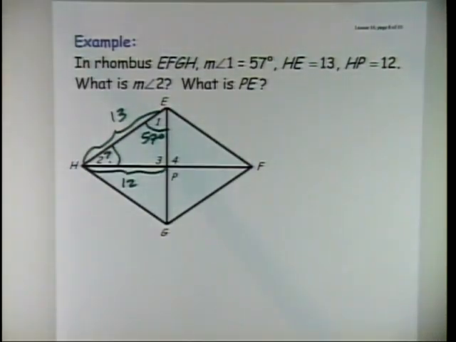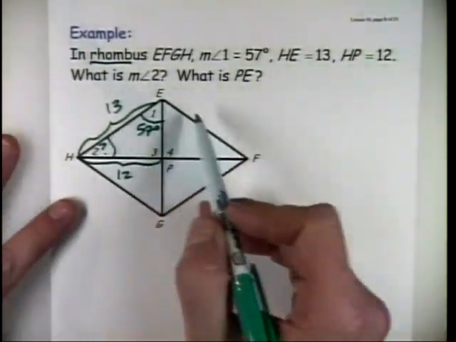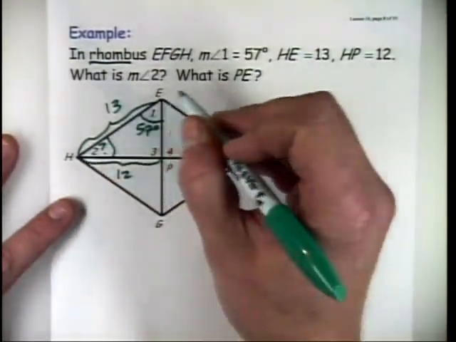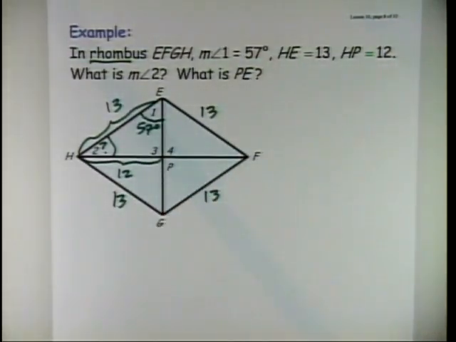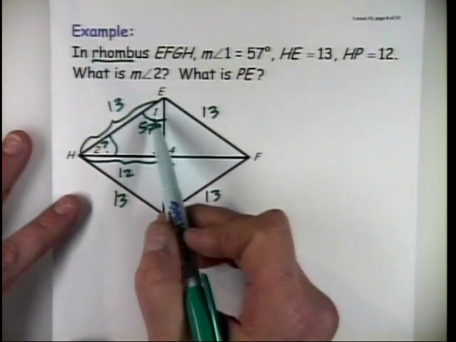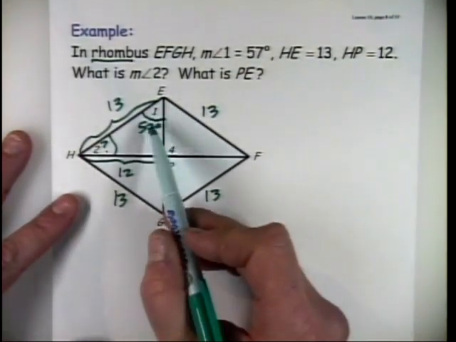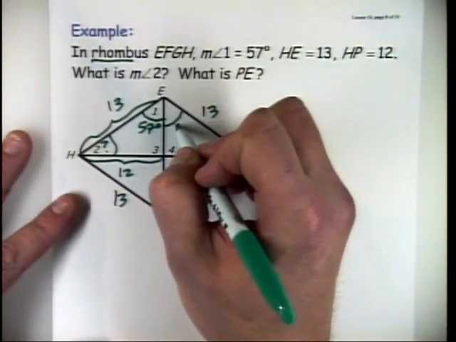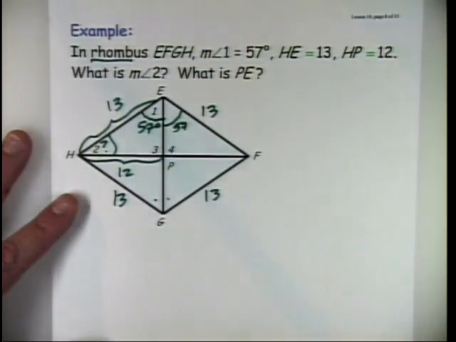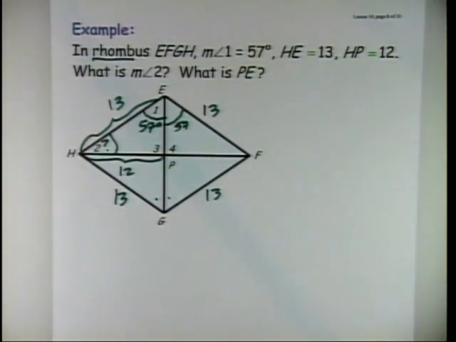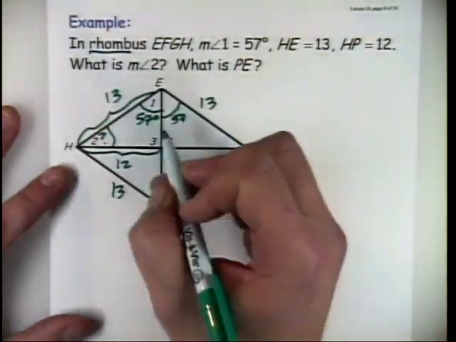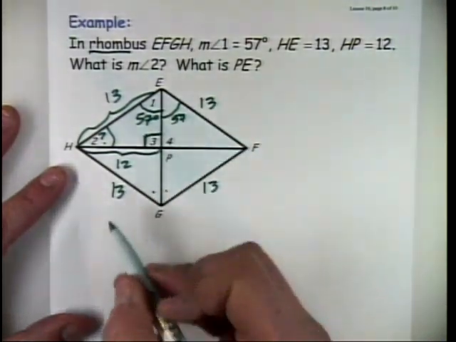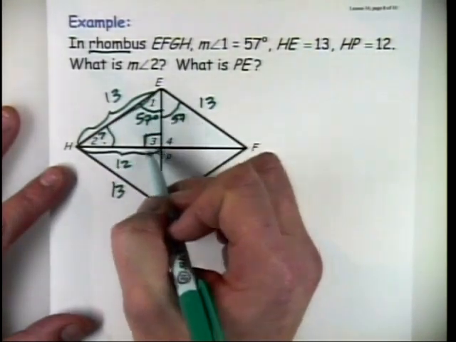Okay, so how are we going to attack this problem? We know it's a rhombus. So what do we know about a rhombus? Well, we know that all the sides are equal. So if this HE is 13, we know all of these are 13. Is that going to help us? Maybe, maybe not. What else do we know about a rhombus? We know that the angles opposite each other are bisected. So if this is 57, we know that this is 57, and so are these two down here. Is that going to help us? Maybe, maybe not. We also know that the diagonals intersect at right angles. So this is a right angle, which makes this right here a right triangle.